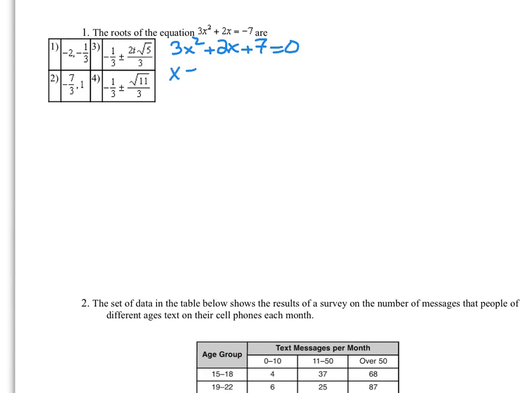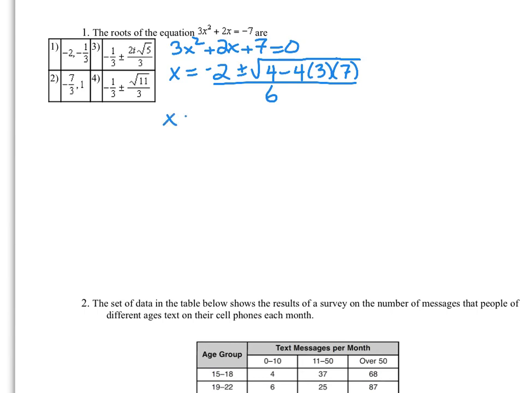So I have x equals negative b, which is negative 2, plus or minus the square root of b squared, which is 2 squared, which is 4, minus 4 times 3 times 7, and that whole thing is over 2 times a, which is 2 times 3, which is 6. All right, so let's keep going.